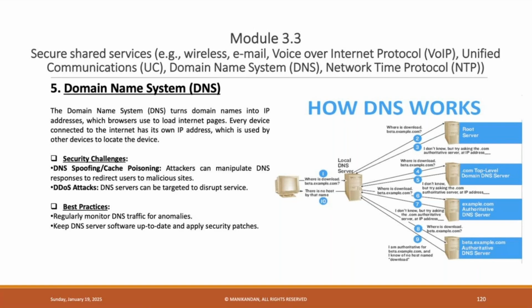The best way is to monitor the DNS traffic for anomalies by leveraging machine learning and AI, and keep the DNS server software up to date and apply security patches. In order to address DNS spoofing, we also recommend controls such as DNSSEC, which can protect the confidentiality and integrity of the DNS records stored in the DNS zones.